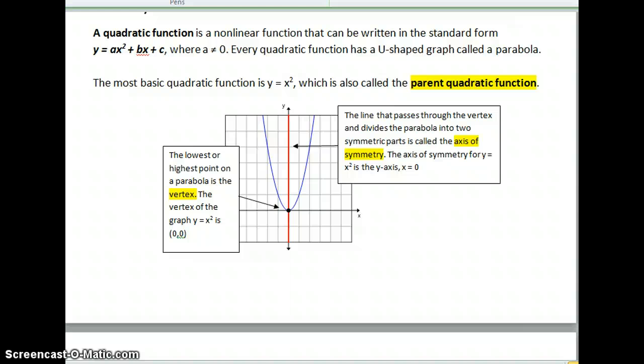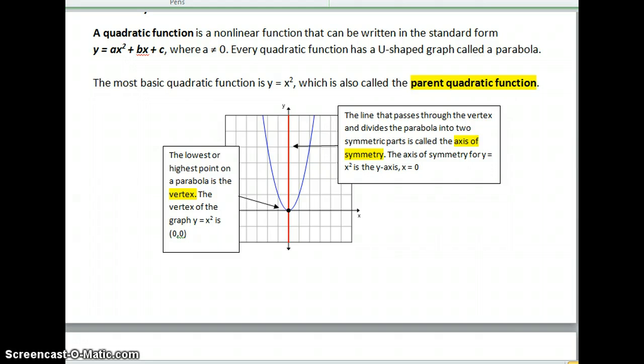So a quadratic function is a nonlinear function that can be written in standard form as y equals ax squared plus bx plus c, where a is not equal to 0. If it was, then you would have a line instead. Every quadratic function has a U-shaped graph called a parabola. And the most basic quadratic function is y equals x squared. It's also known as the parent function. It's the one that we'll compare everything else to. It's the base function, like y equals x.